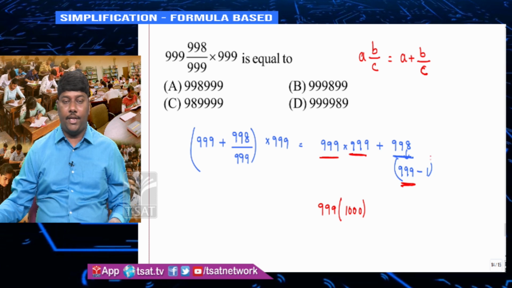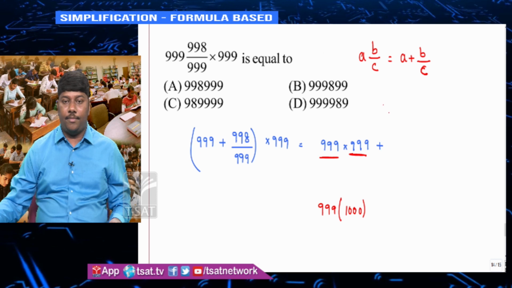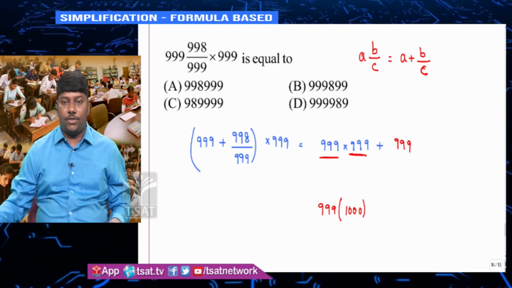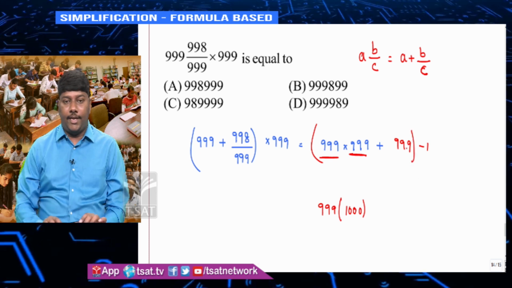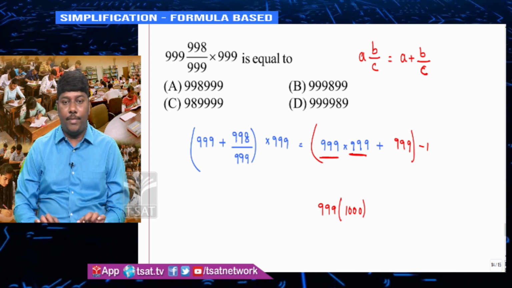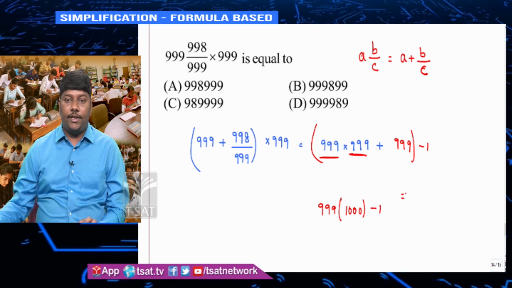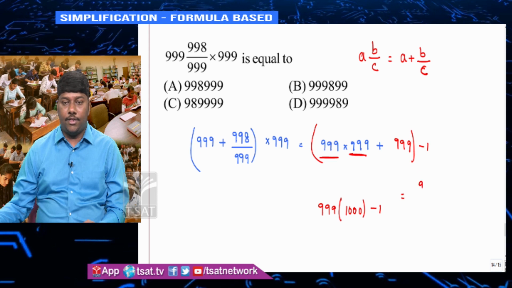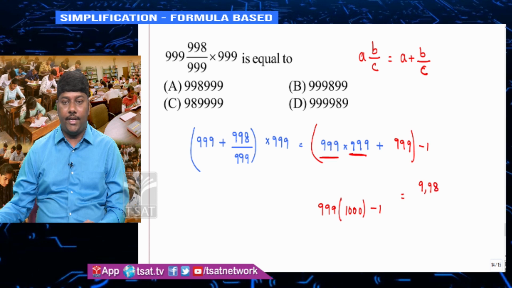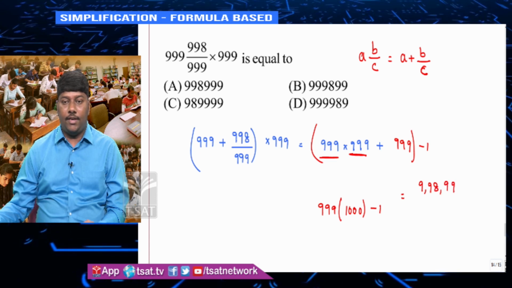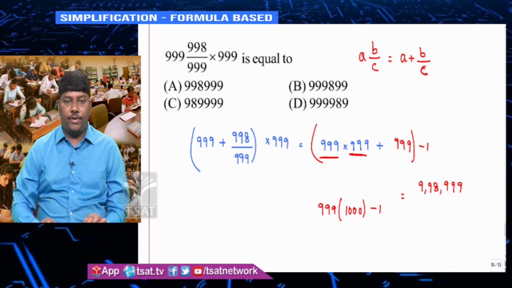Then you will be left with minus 1. So instead of this, what am I writing? Instead of 998, I am writing 999 minus 1. So from the first two I am taking the common of 999. So I am going to get 999 plus 1, that is 1000, then minus 1. So what is 999 into 1000? 9,99,000. From this you take out 1, it will be 9,98,999. So this is a normal way of doing it, but how do we do it simply?